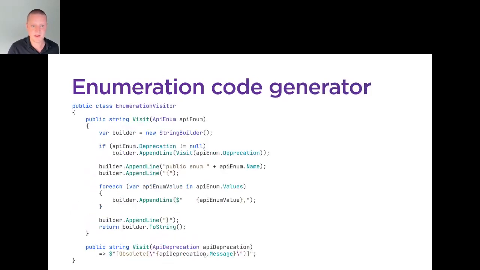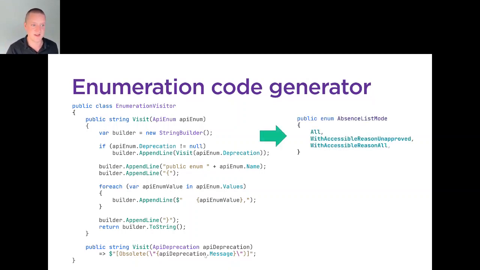Using a model like that, we could write a code generator like this, where we have an enumeration visitor that would visit the enum and then just use a StringBuilder to generate whatever you want to do. So this one, what it will do is check whether there's a deprecation. If there's a deprecation, write the deprecation. For every enum, also write the public enum, whatever the name is, and then append all of the values. And as a result, you would get something like this, where if you want to get all of the absences, for example, you can pass in an enumeration value of absence list modes, and this is a generated code that we can generate from this.